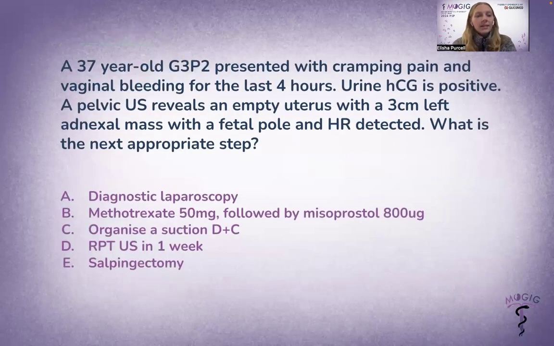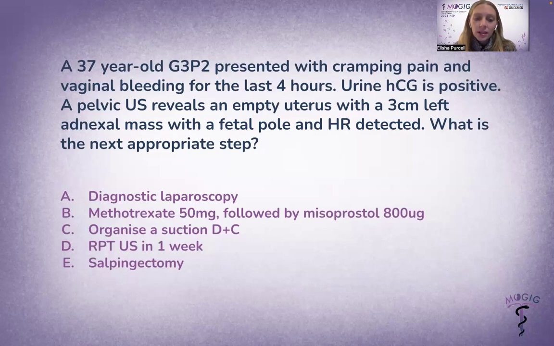Alrighty. Next case, we've got a 37-year-old G3P2 presented with cramping pain and vaginal bleeding for the last 4 hours. HCG is positive. Pelvic ultrasound reveals an empty uterus with a 3 centimeter left adnexal mass, the fetal pole and heart rate detected. What is the next appropriate step?